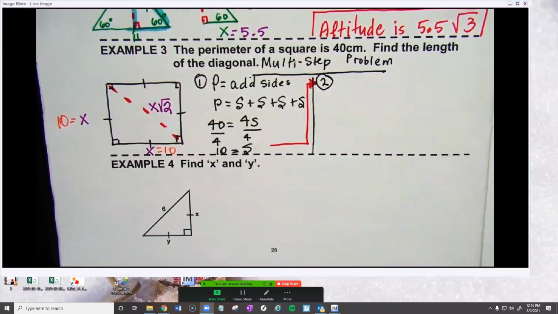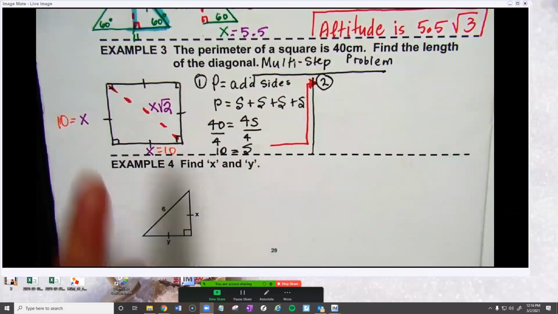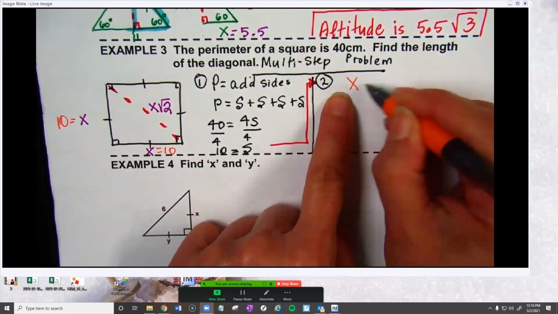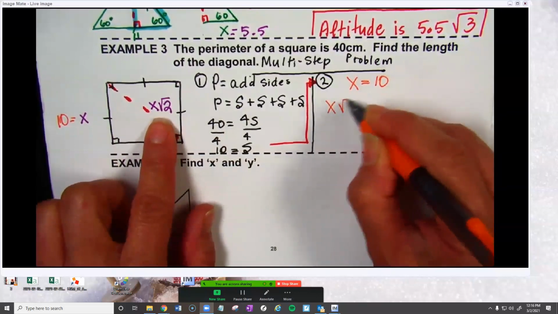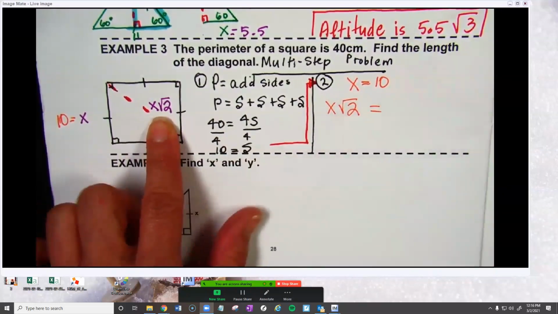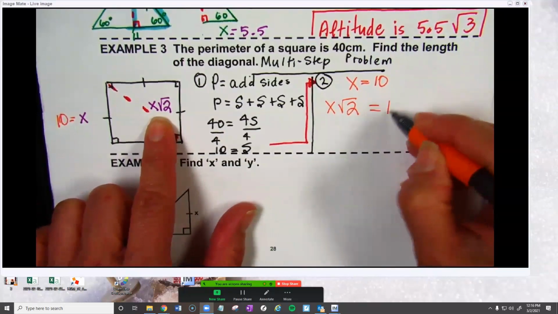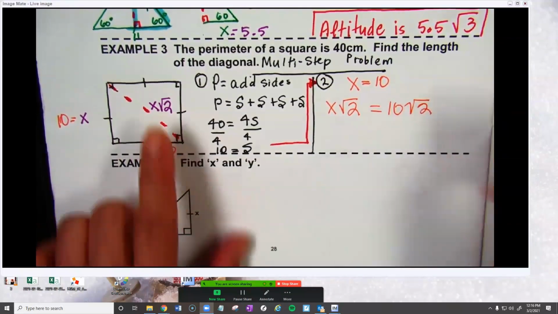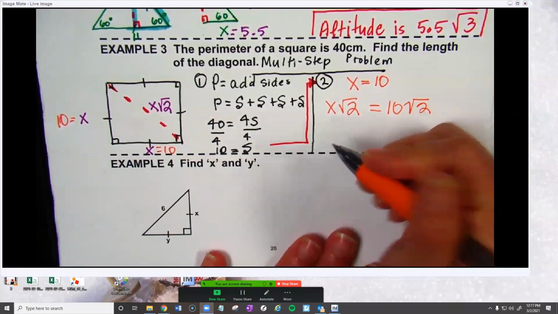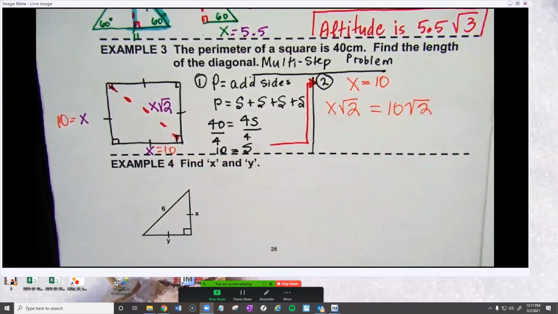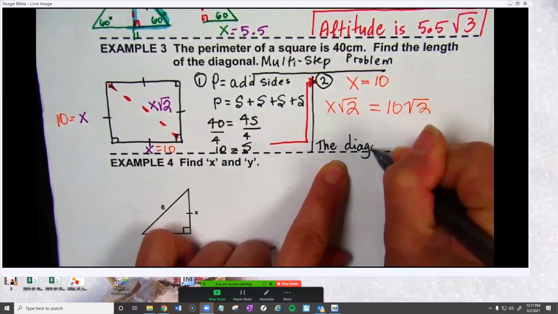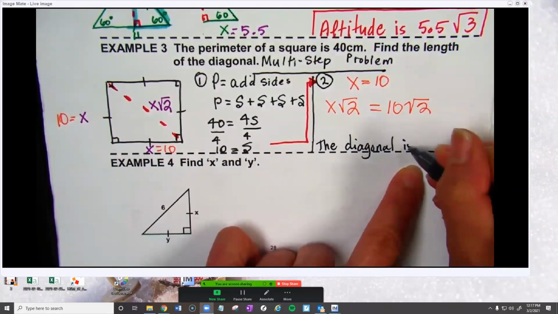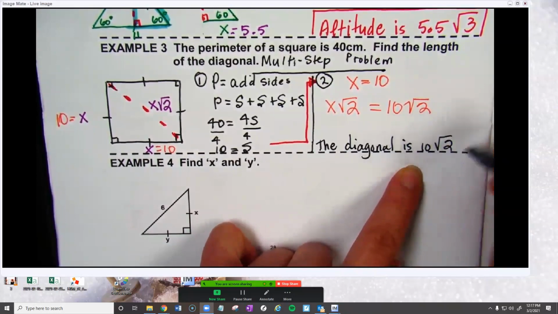And remember, if you don't know where to start with your equation. So over here, I'm going to write X equals 10. And I know we need the diagonal, so X root 2 is going to equal what? 10 root 2. That's it. So again, this is just a straight triangle problem, not a word problem. So I'm going to write the diagonal is 10 root 2, and then just box it in.